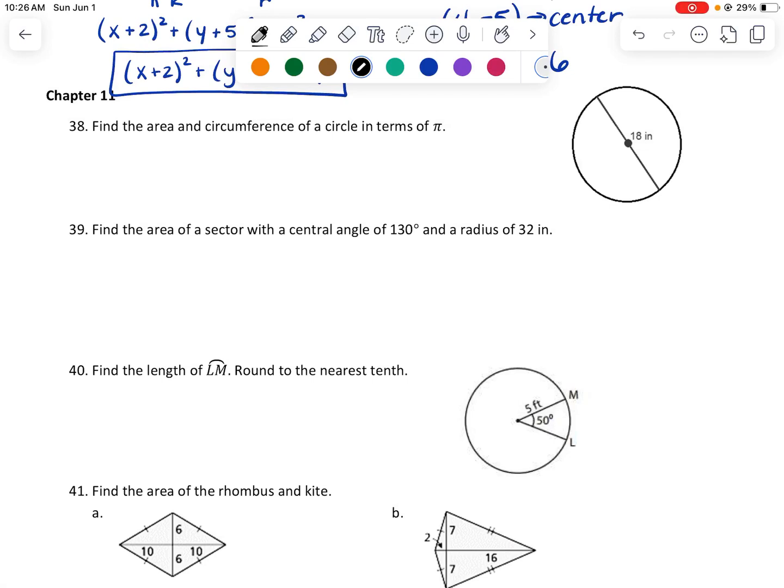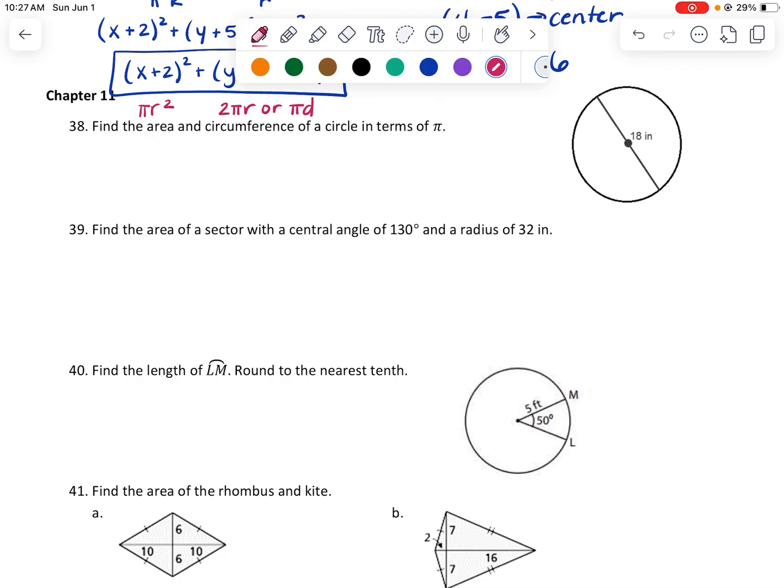Chapter 11 exam review starts at number 38. Again, you have these equations in front of you for your exam, so make sure you use them, but I will write them at the top of the question. So the area, remember area is pi r squared for a circle, and the circumference is 2 pi r, or pi times the diameter. Either one works for circumference.